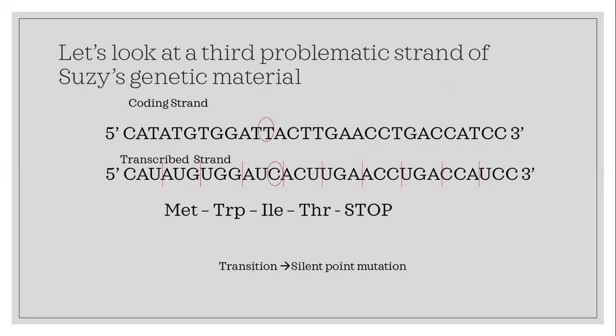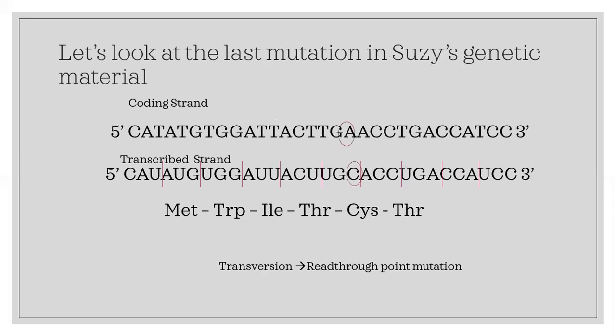Here we have another example of a point mutation in Susie's genetic material. We see here we have a transition occurring, changing the base pair from a T to a C. This causes a silent point mutation. A silent point mutation means that even though there was a mutation, there was no difference in the codon strand that came out of it.